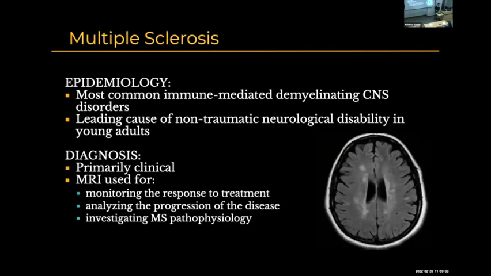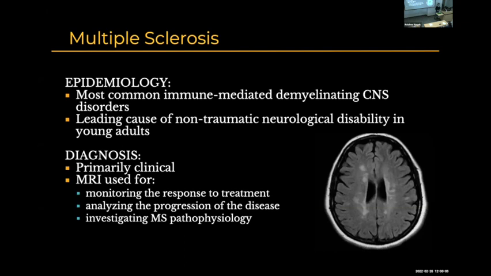So I will start with multiple sclerosis, which is the most common immune-mediated myelinating CNS disorder. And this disease leads, unfortunately, to a lot of neurological issues for these patients, who are also relatively young. In fact, it's the leading cause of non-traumatic neurological disability in young adults. And the diagnosis is primarily clinical, but MRI plays a critical role in this disease, both in terms of diagnostics and in terms of treatment and prognosis.